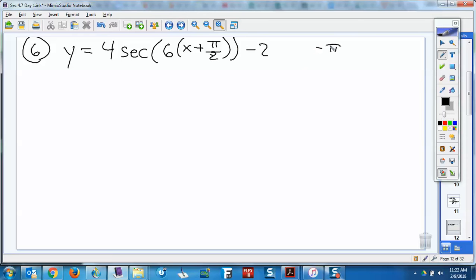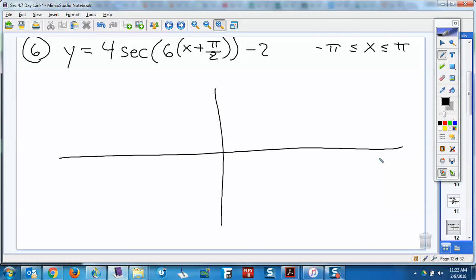Now, we're supposed to go from -pi to pi. So that always makes it a little interesting if it's not your normal period for that. Okay? So let's go through here, and we're supposed to go -pi to pi. So I'm going to ignore that here for a minute. So what is my period? What graph are we looking at here? What graph do we want to draw? Cosine, right? So what's my period?